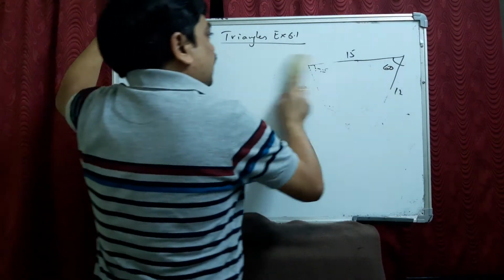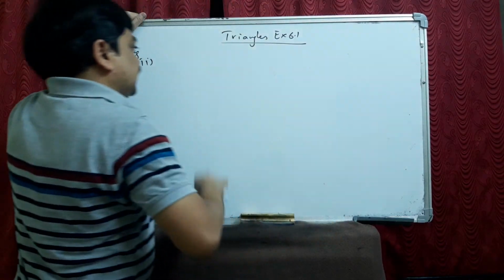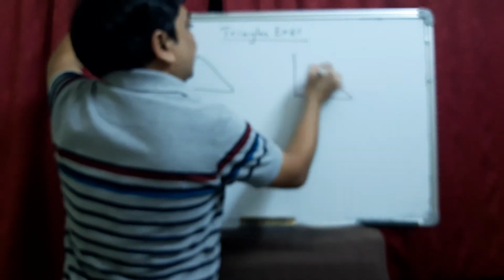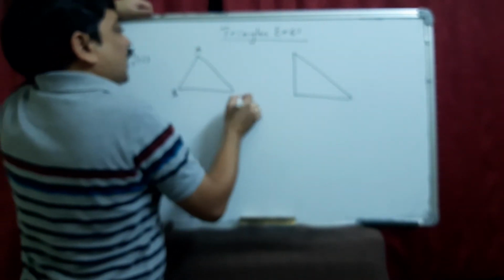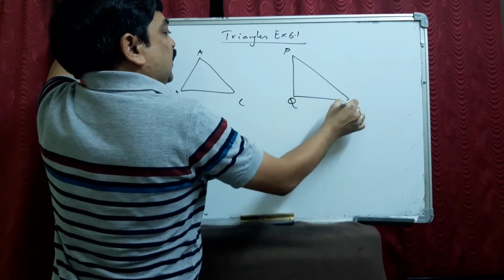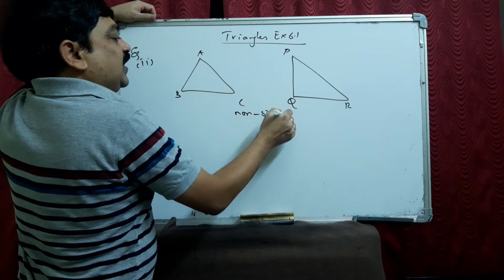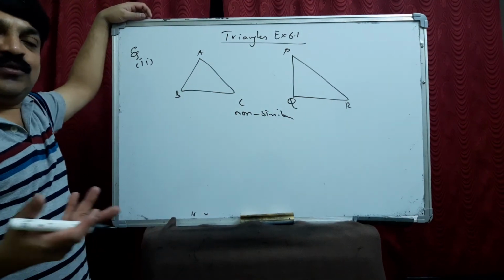Okay. Next, you want non-similar figures. Non-similar figures are very easy. You take an equilateral triangle ABC and you take a right angle triangle PQR. These are non-similar. Why non-similar? The corresponding angles are not equal.